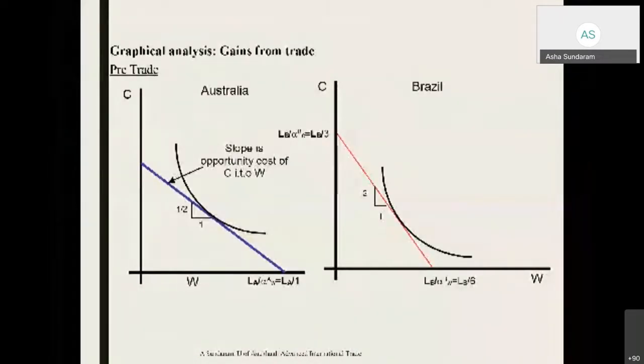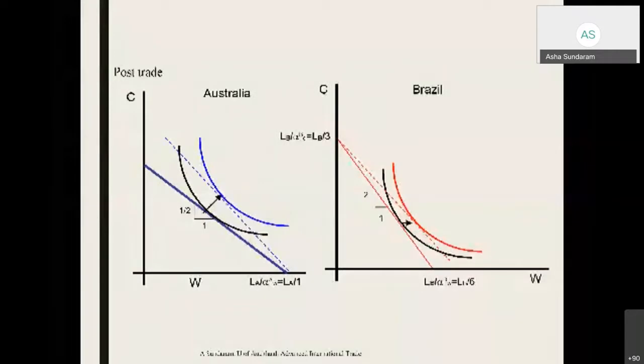So when you have a trading equilibrium, the relative price under international trade is going to depend upon supply and demand in the global market. It's one market now. Australia and Brazil are the same market. So supply and demand conditions in the global market will determine where that post-trade price is going to lie. And that will determine how much each country gains, because that will drive how these price lines rotate in the trading equilibrium.